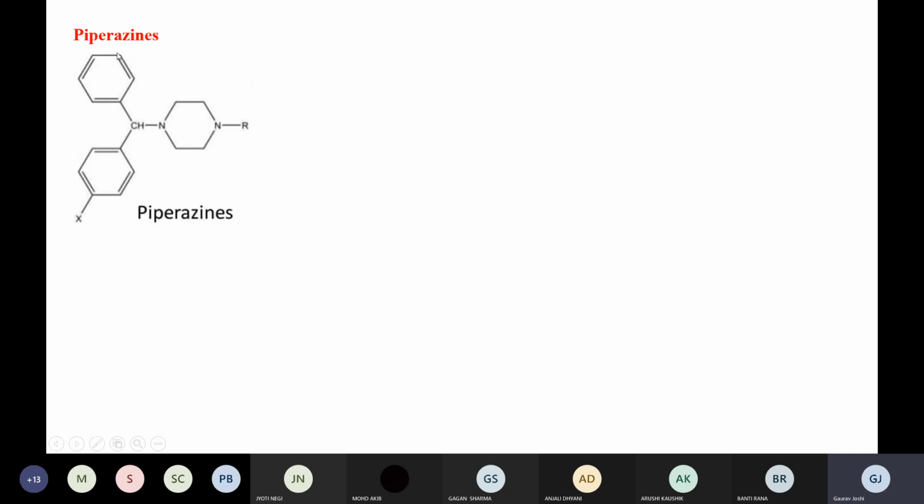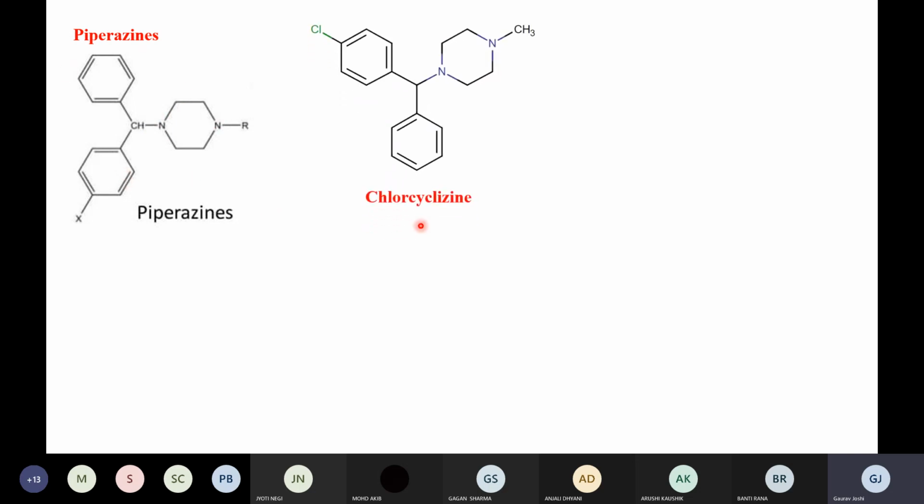Now we move to another category called the piperazines. In the piperazines, this nitrogen is linked with the piperazine group, and then everything is the same. So we'll be dealing with the examples. The first example is chlorcyclizine. In chlorcyclizine we have this piperazine ring, and in the second place we have this chlorine, at the fourth position, para to this.